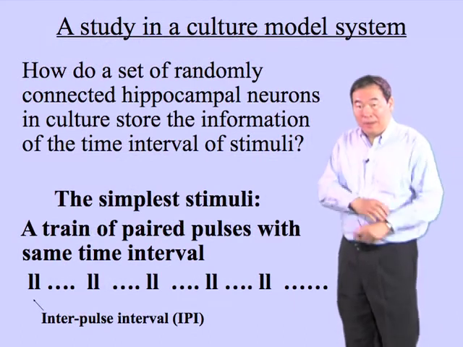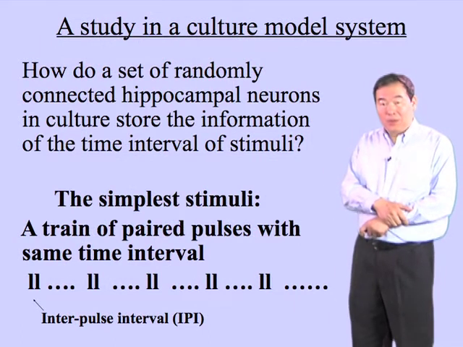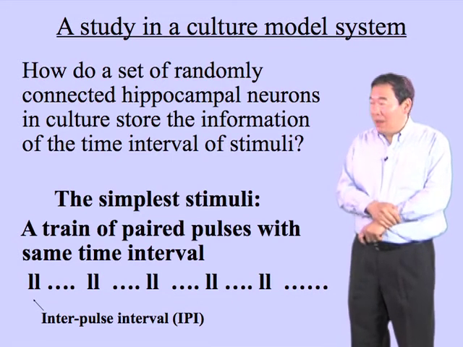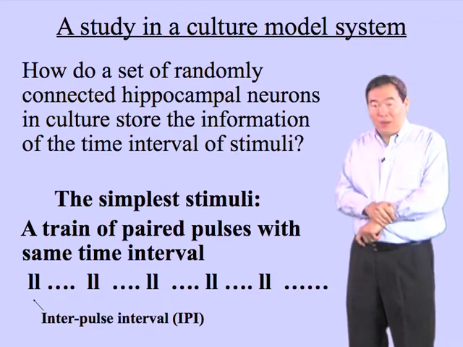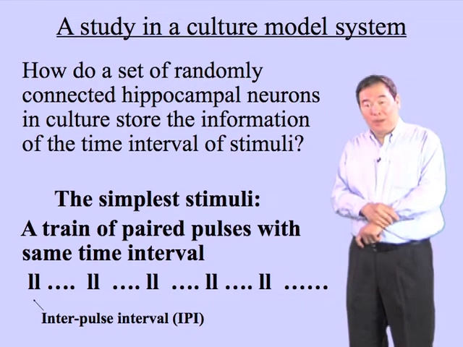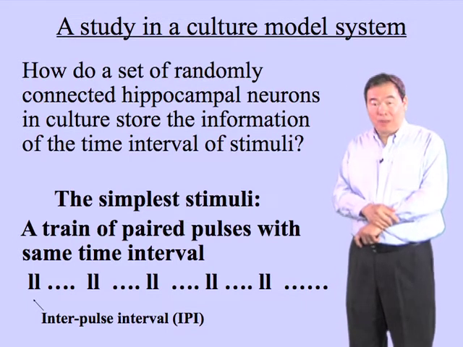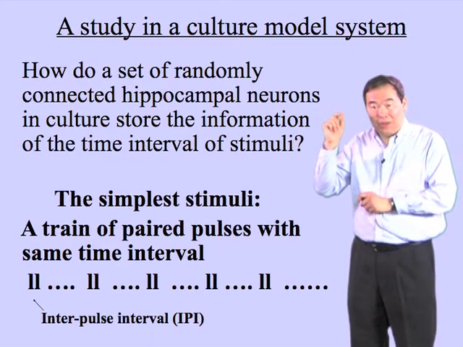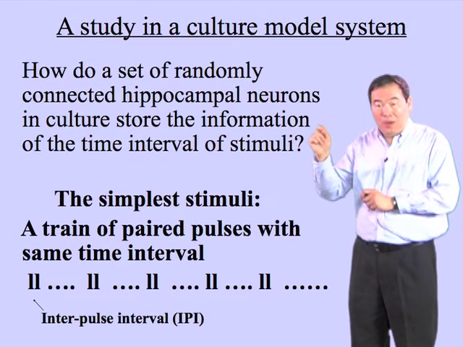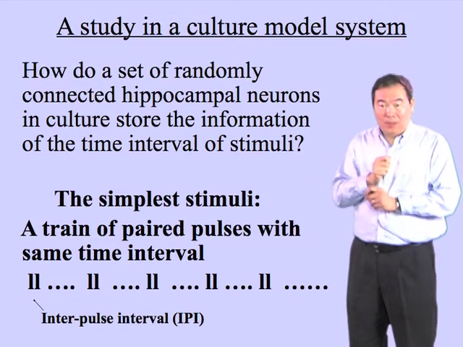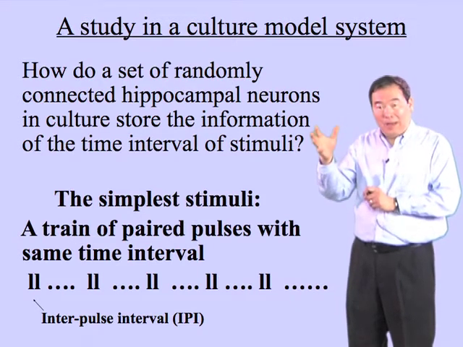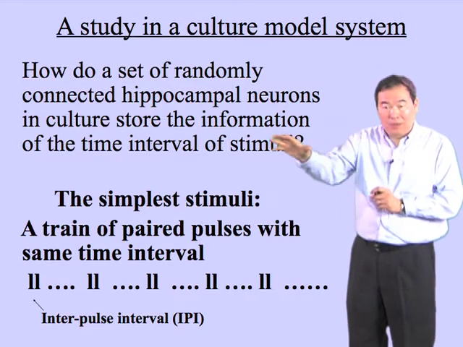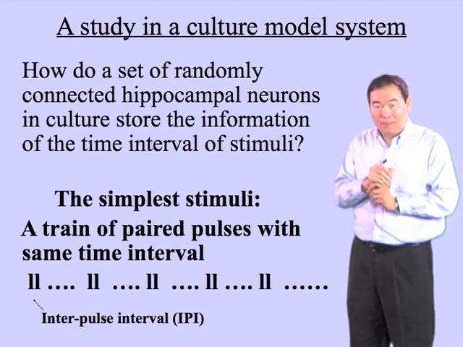Now, this study I want to illustrate was done in a cell culture system. A culture consists of randomly connected hippocampal neurons. And we're going to stimulate this random network with a pattern of stimulation and see how that pattern can be stored into the synaptic modification within the network.